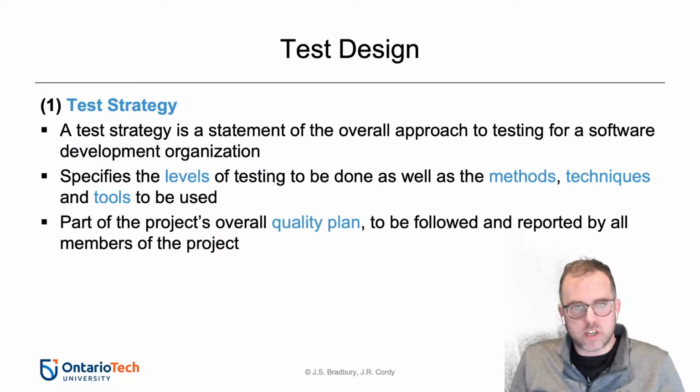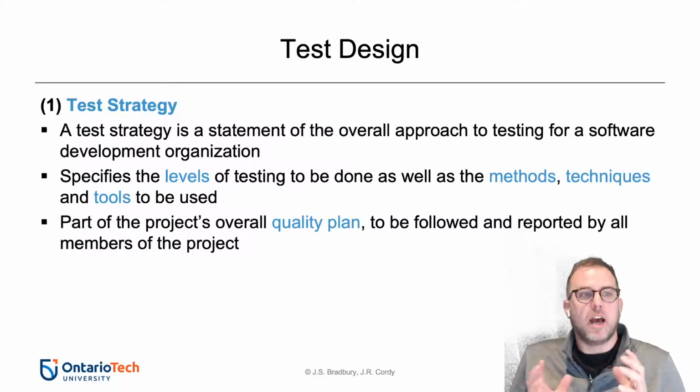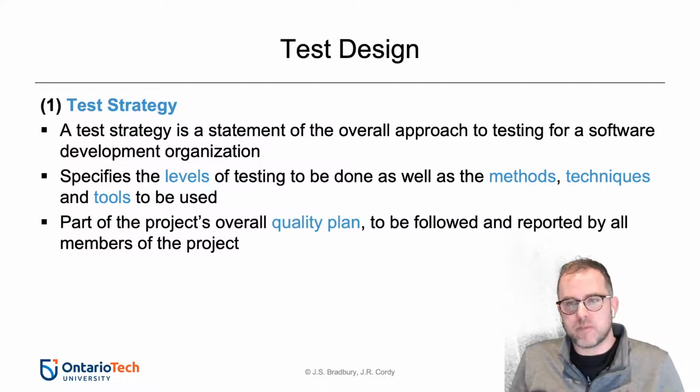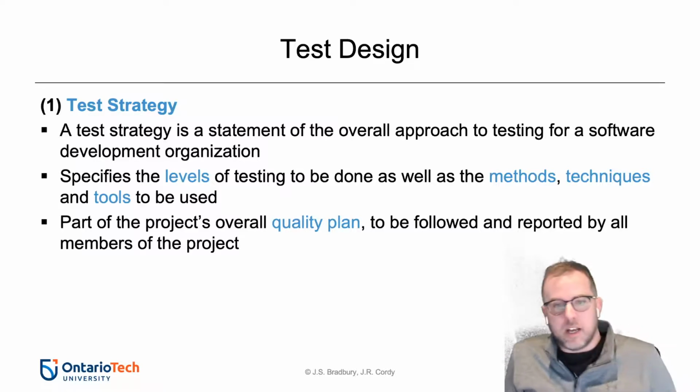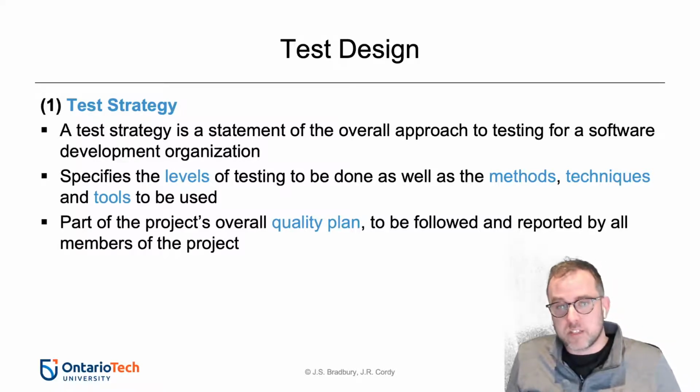Because its goal is about ensuring quality and providing confidence in the software, the test strategy usually is part of what we call an overall quality plan. And this is something that has to be followed and reported to all members of the project. And if your project or your organization wants to be certified by different standards, which we haven't talked about in the course yet, they often will have to maintain documentation on things like the quality plan as a means of demonstrating that they actually have a quality process.